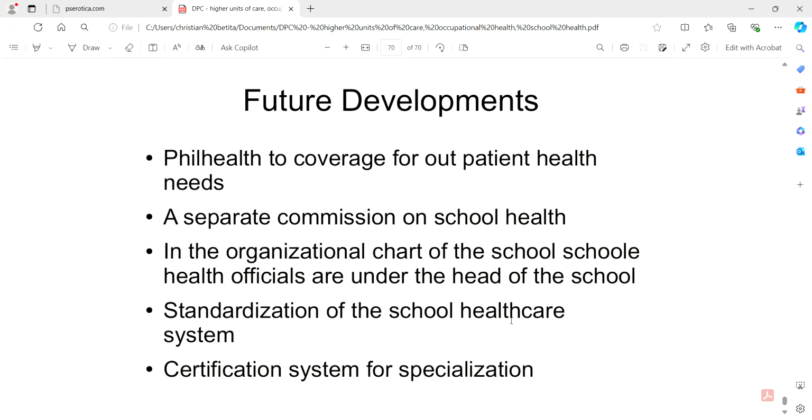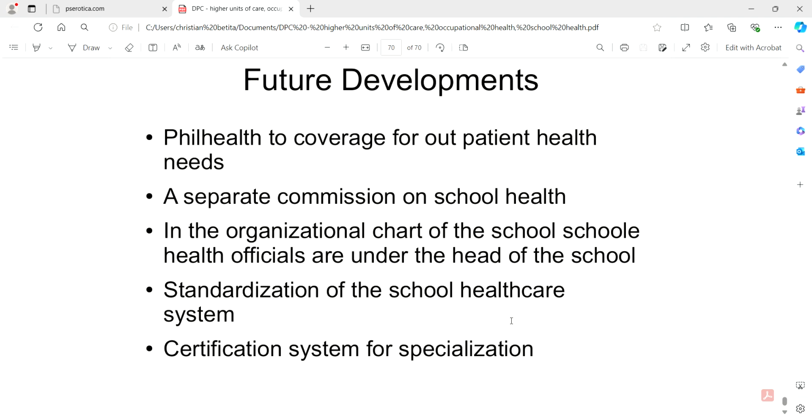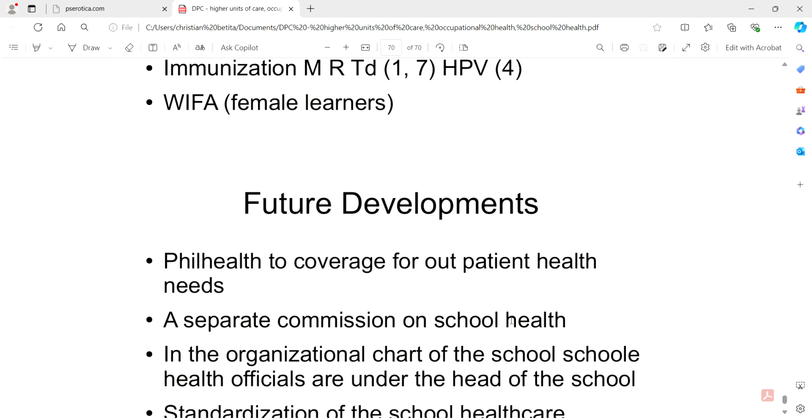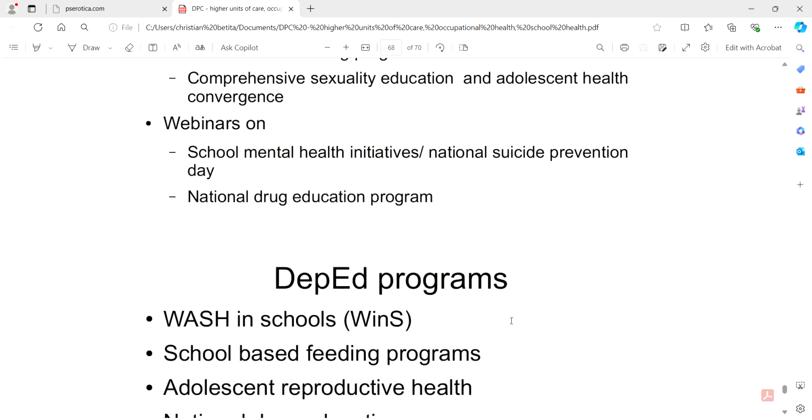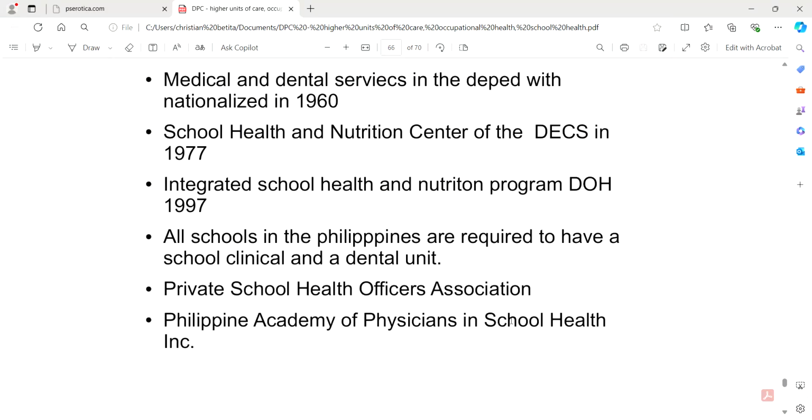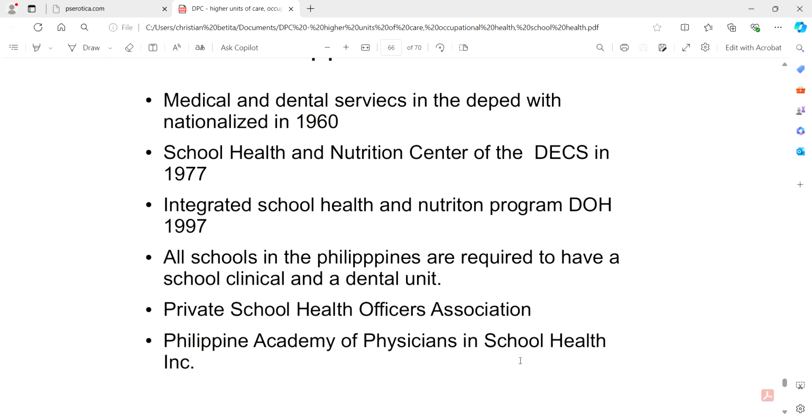Okay, so future developments, PhilHealth coverage for outpatient health needs, a separate commission on school health, hopefully magkaroon tayo ng ganyan. In the organizational chart of the school system, school health officials are under the head of the school. Standardization of the school healthcare system and certification system for specialization. We actually have a certification system for specialization now through the Philippine Academy of Physicians in School Health Incorporated. So this one is a society na meron ng course for doctors who wish to practice school health.